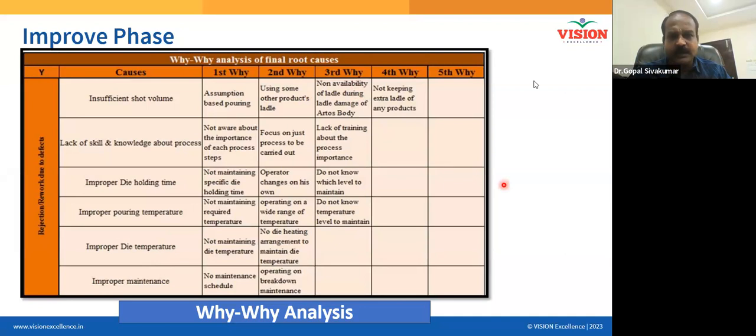And see here, insufficient shot volume. People pour based on assumption. And why are they pouring based on assumption? Because they are using the ladles meant for other dies. Why are they using the other ladles? Because of non-availability of ladles. So why is there non-availability of ladles? We are not keeping extra ladles. So what will be the solution for this problem?